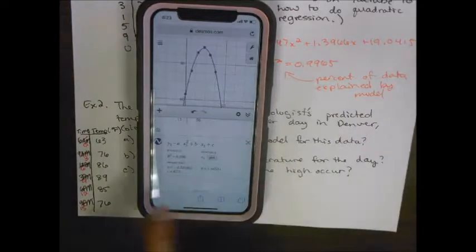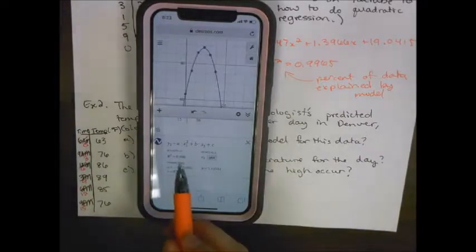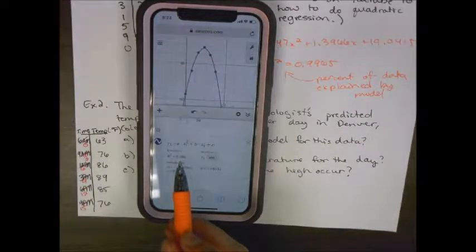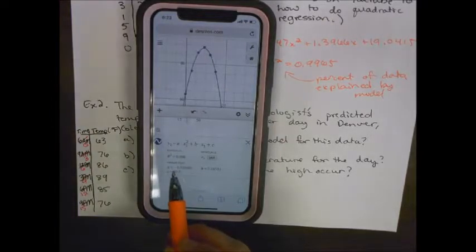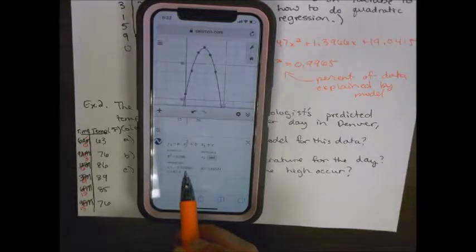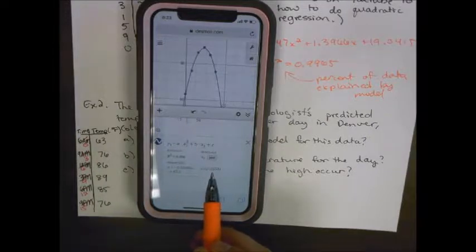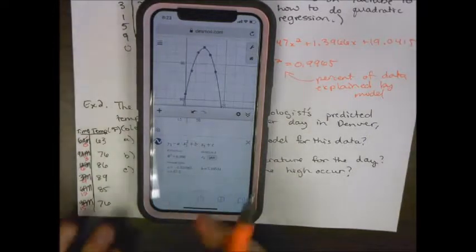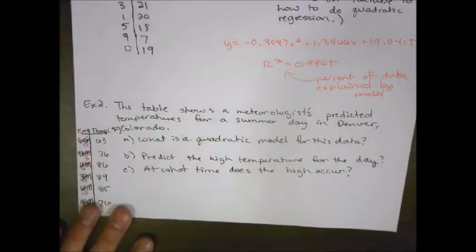So let's look at our model. Our R squared is 0.996. That's pretty good, 99.6. Our A is negative 0.3294. Our B is 5.845, and our C is 62.5. So let's go ahead and write those down.